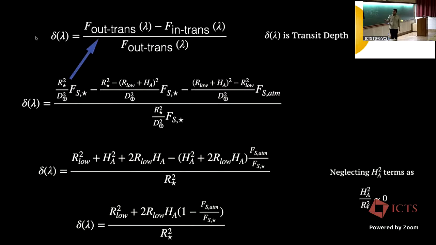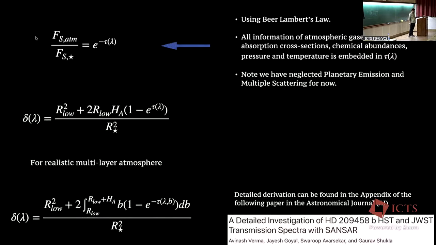Now if you look at this form of the equation, you have Fs ATM by Fs star. Okay, so what does this remind you of? What can we use here now? This is basic, no? From the radiative transfer model, anything we can use here. Fs ATM is basically the light that has filtered through the planet's atmosphere, and Fs star is the incoming. So can you use your Beer-Lambert's law now? That is exactly what we do.